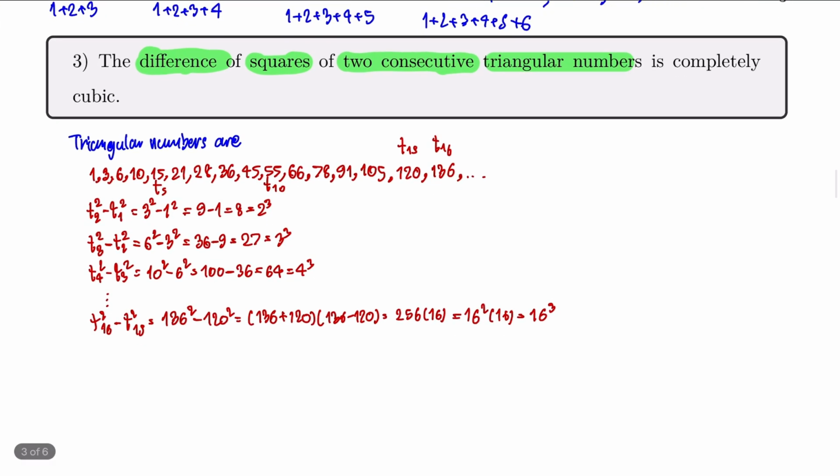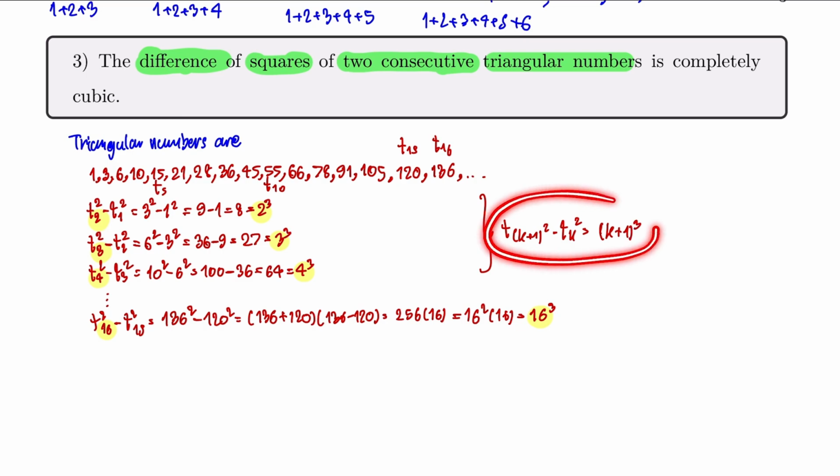Okay. So it seems that the value of the cube depends on the index of the later term, right? It seems that t_(k+1) squared minus t_k squared becomes (k plus 1) cubed.